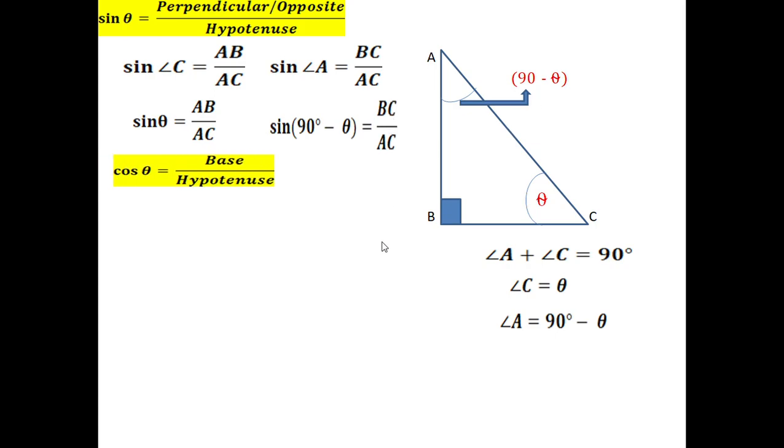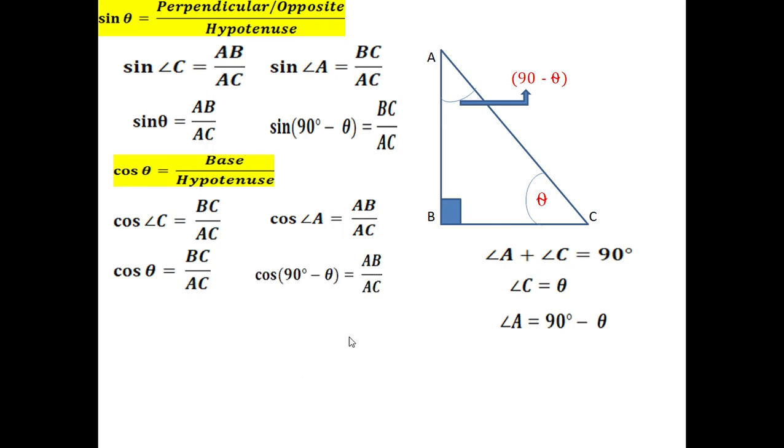Next is cos theta. Cos theta is known to us, that is base by hypotenuse, and for angle C, base is BC and hypotenuse is AC. Similarly for angle A, cos of angle A, the base is AB and hypotenuse is AC. Thus in place of C we can write theta and we get cos theta is equal to BC by AC, and in place of angle A we get cos of 90 minus theta is equal to AB by AC.